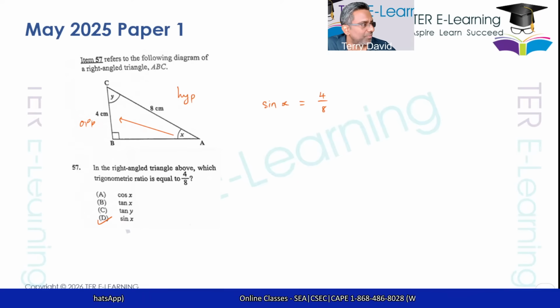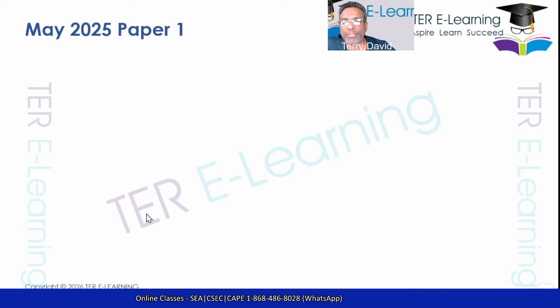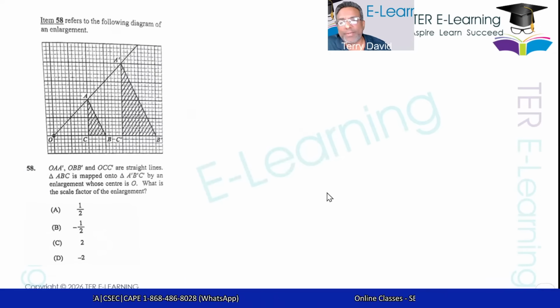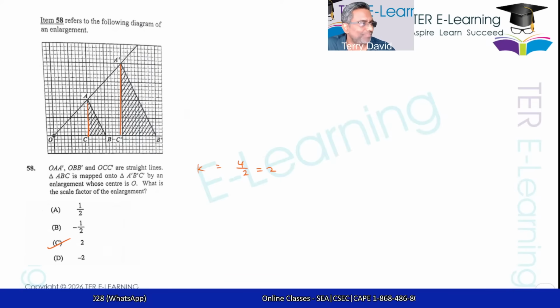Right, this 58, we've seen this one so many times. By now you all should know the answer for this by heart. All right, so it's an enlargement, and they want to know the scale factor. Again, just grab one of these lengths here. In this case, that's 4. So this will be 4 divided by this length here, which is 2. So you're going to get a scale factor of 2. Answer C.